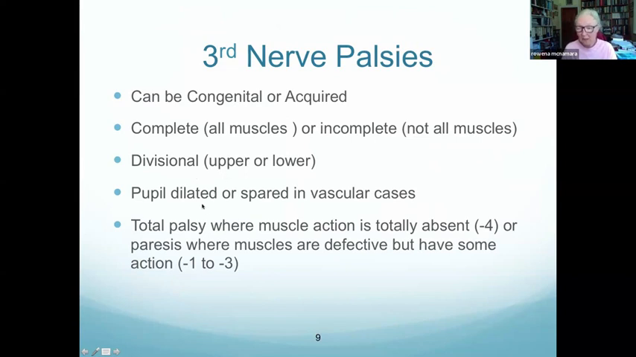The pupil might be dilated, or it could be normally acting if it's due to diabetes. And it can be a total paralysis or a partial paresis. We looked at the ways of recording eye movements, and we agreed that it would be useful to use the standard scale, which goes from 0 to 4. If there's complete absence of action, we would give it a grade of -4. If it's only a mild underaction, we would give it a grade of -1. We'll give some examples of that today.